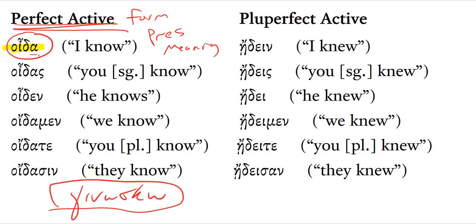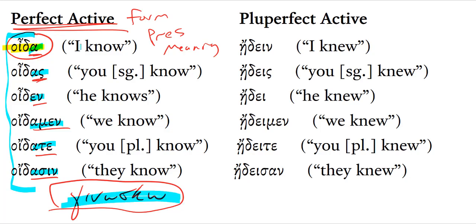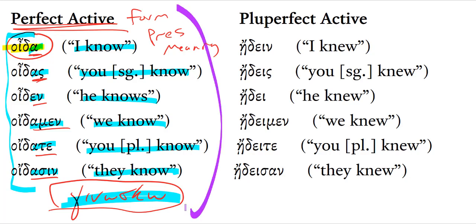So you will notice you have here your perfect endings with the alpha. We saw those in the paradigm, as, e, amen, ate, asin. Otherwise, it's going to appear quite irregular. There's no kappa, there's no visible reduplication that we can see. But it's essentially just translated like ginosko. I know, you know, he knows, we know, y'all know, they know. This is a very common word. Oida is a very common word, so you need to be aware of it.